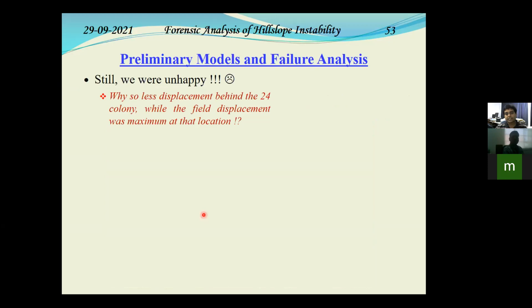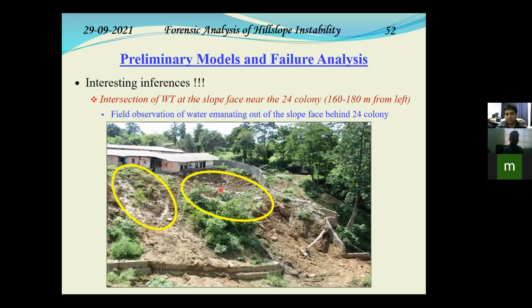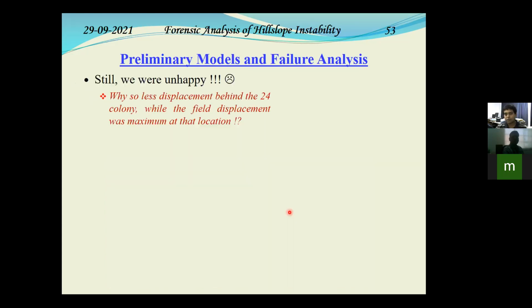Unhappy in the sense that when we looked into the displacement all along the slope, we could figure out that there was very little displacement behind the 24 colony. While when we went to the field, the displacement behind the 24 colony was catastrophic. So it is a complete landslide which has taken place, which was not getting reflected from our model.